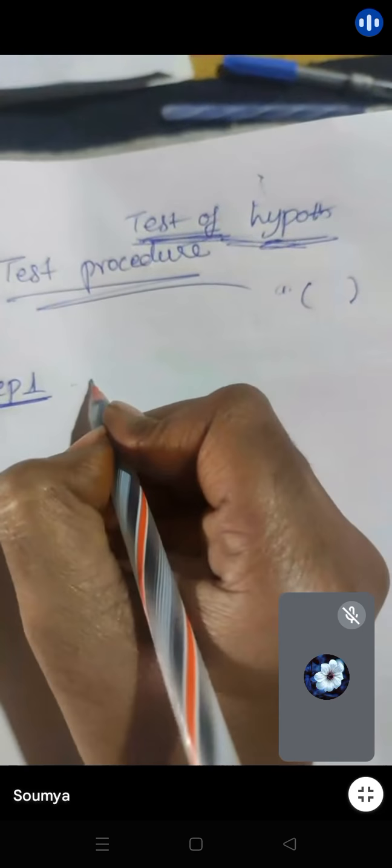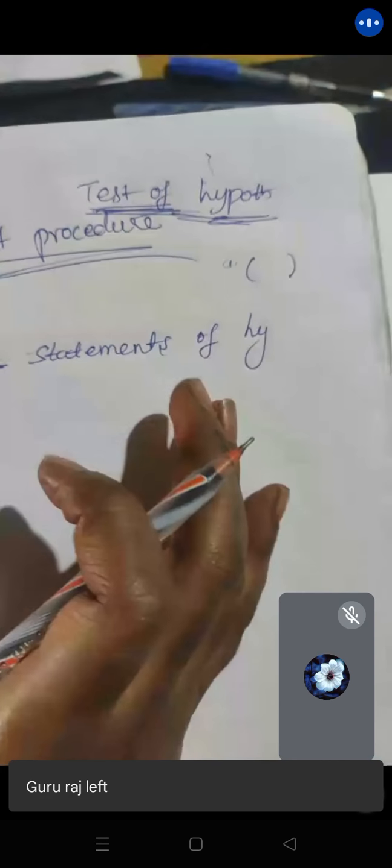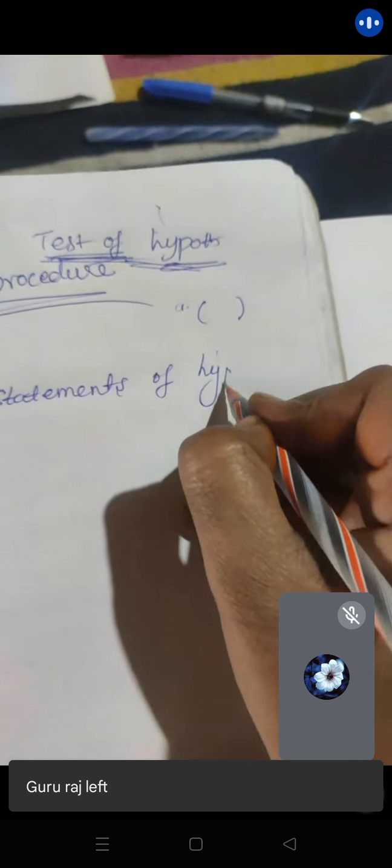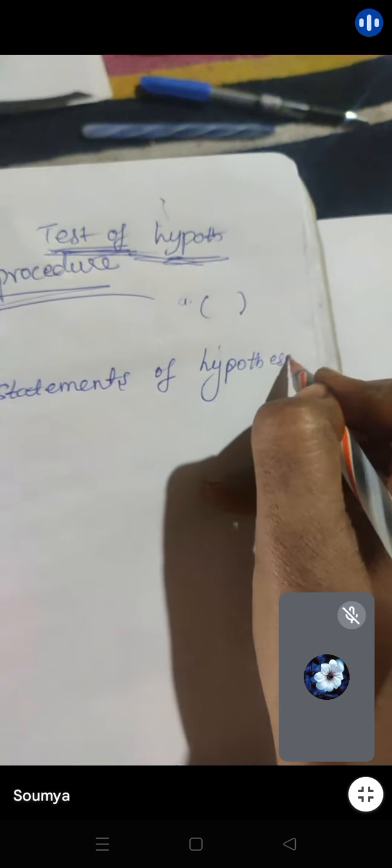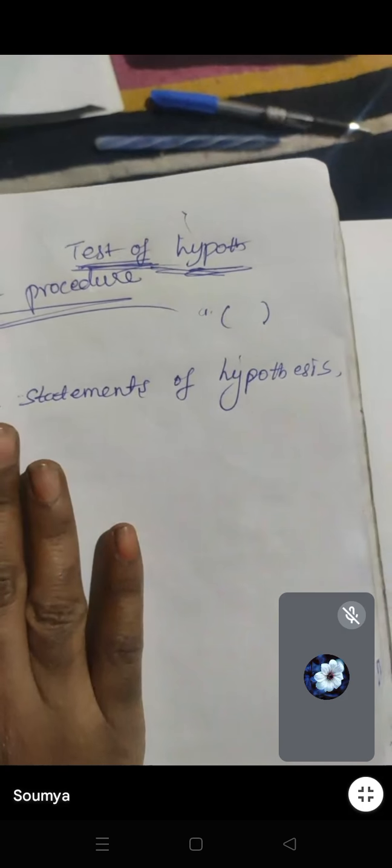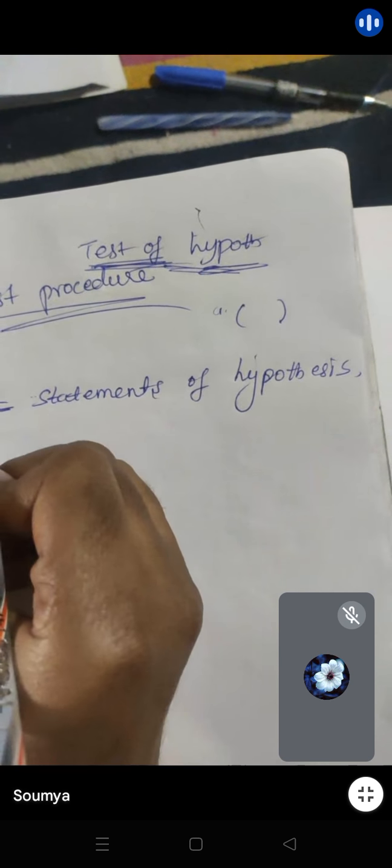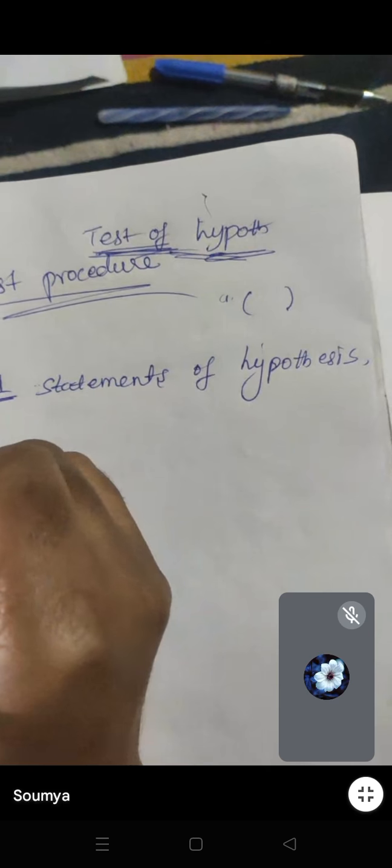Okay, ma'am. Step 1, you have to write the statements of hypothesis. Here we have 5 steps. You have to write the statements of hypothesis. So we have 2 hypotheses.